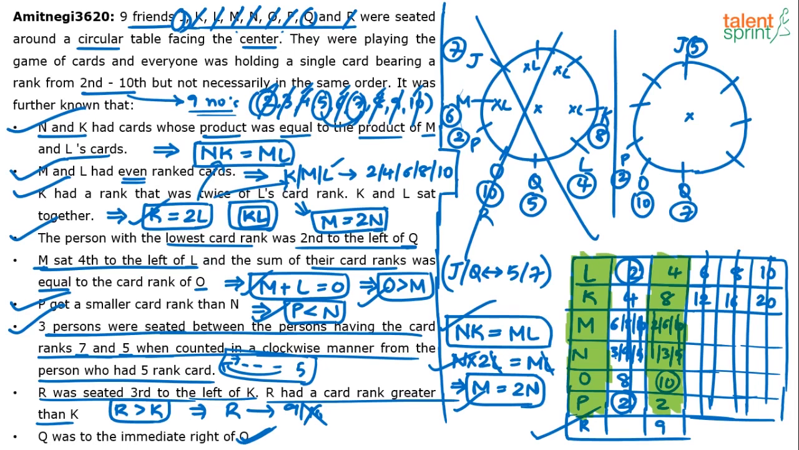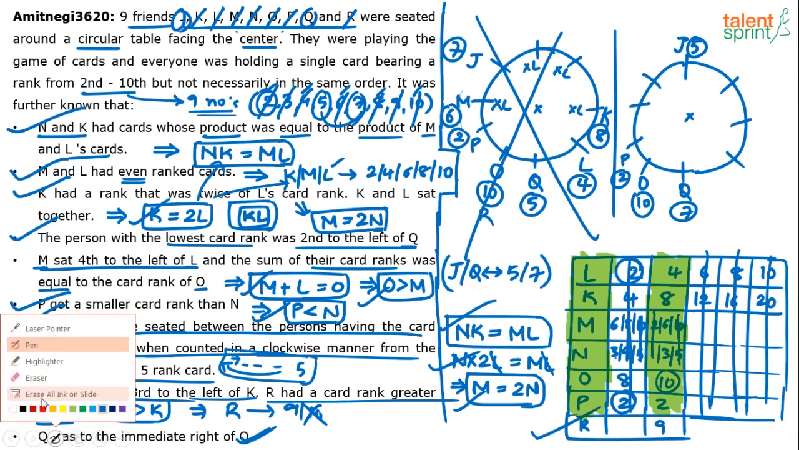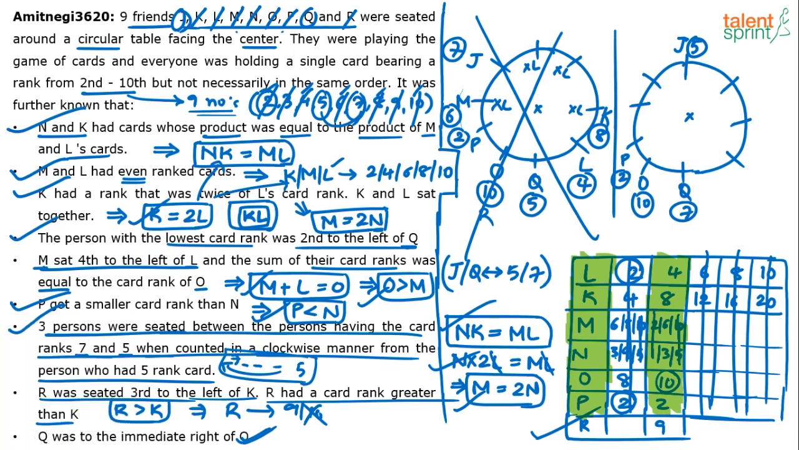I think we'll have to use these 2 points only. The only important points that we have now are these. Let me highlight. I'm just trying to tell you what are the important points to focus on. M sat 4 to the left of L is 1 point. R was seated third to the left of K is the other point. And K and L are together is the third point. With the help of these 3 points, you'll have to complete the arrangement now. Okay, so let me try out now.